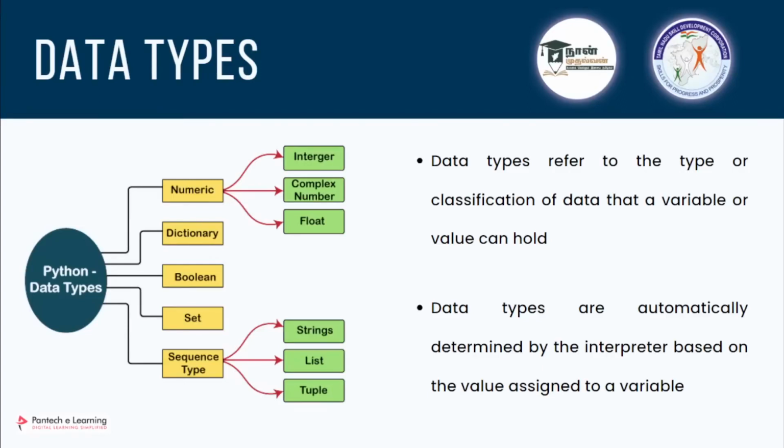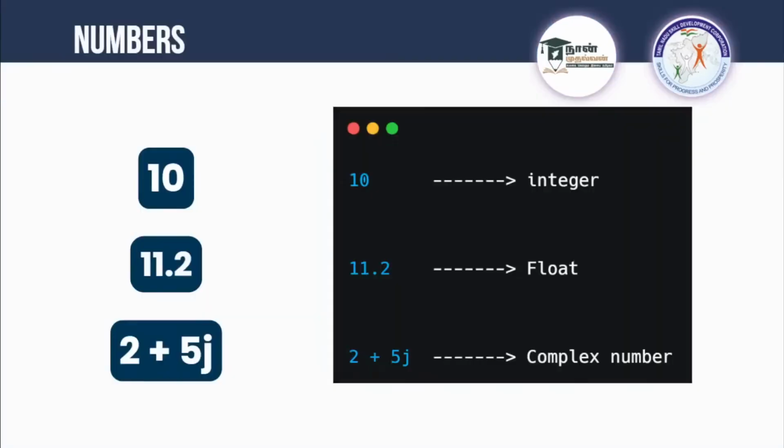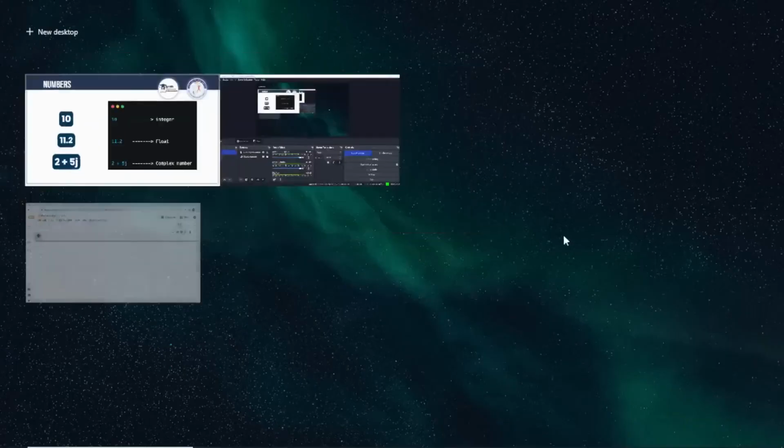So we'll start with the first one, numeric data type, which is numbers. In numbers we have three types. The first one is the integer, which is a whole number without any decimal points. Regarding the float, it is with decimal points. And the third one is complex numbers. It has an imaginary part. These three types are allowed in numbers in Python. So we'll start by creating these in Google Colab. I'll open my Colab file.